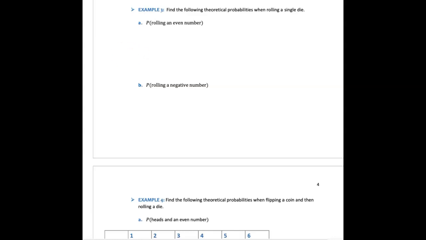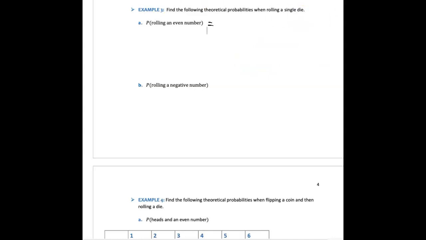So first, the probability of rolling an even number. So that is how we write this. We write the probability of rolling an even number, that's the event E that you're interested in. So this means to find this probability, in the numerator, you want to count the number of ways this can happen, the number of ways you can roll an even number. So there are 3 outcomes with even numbers, right?